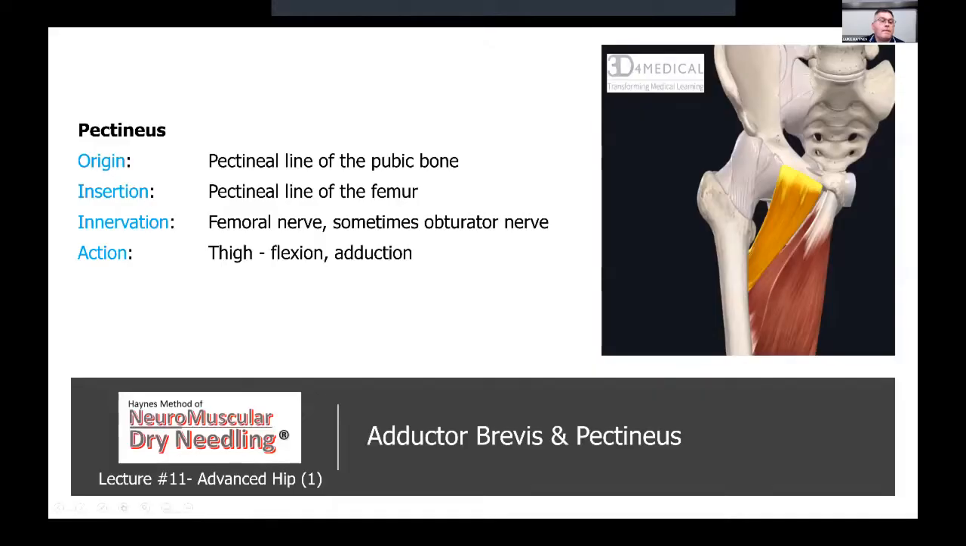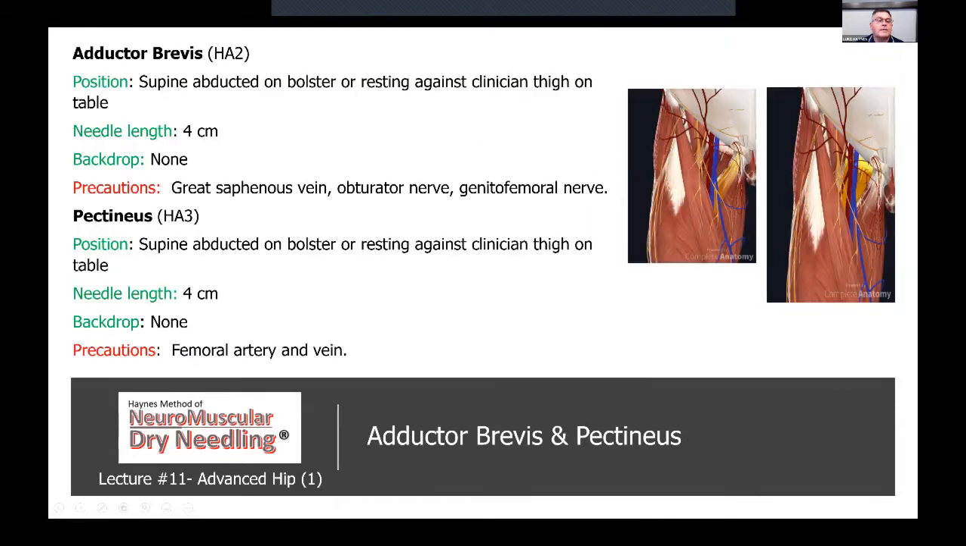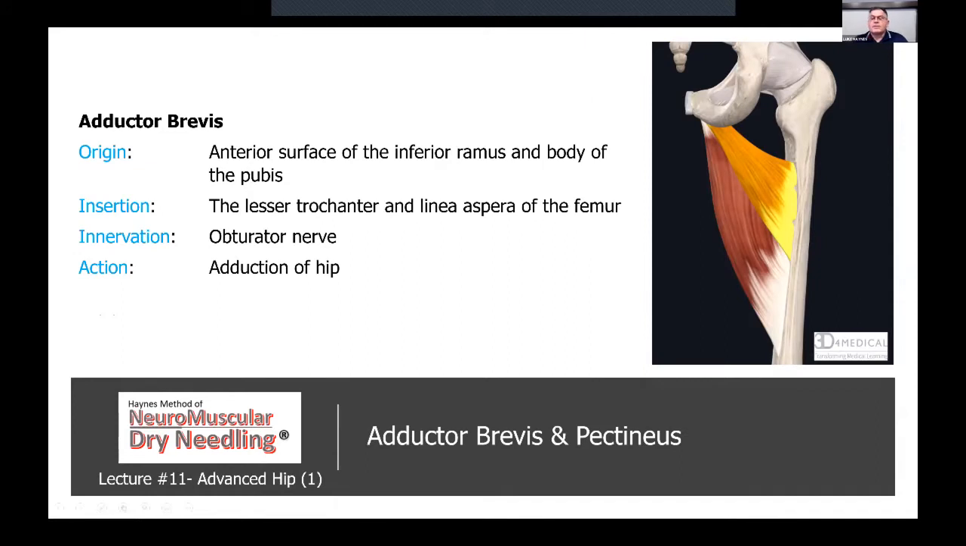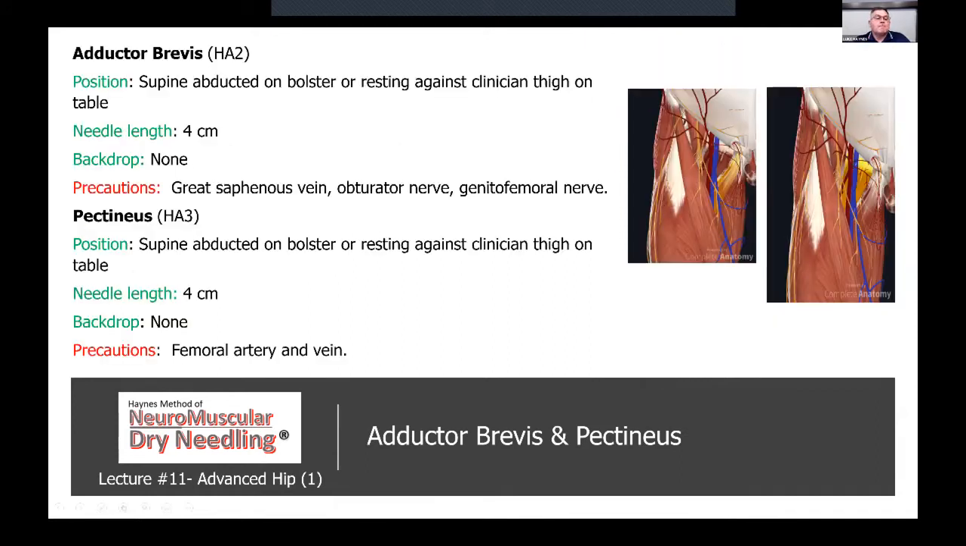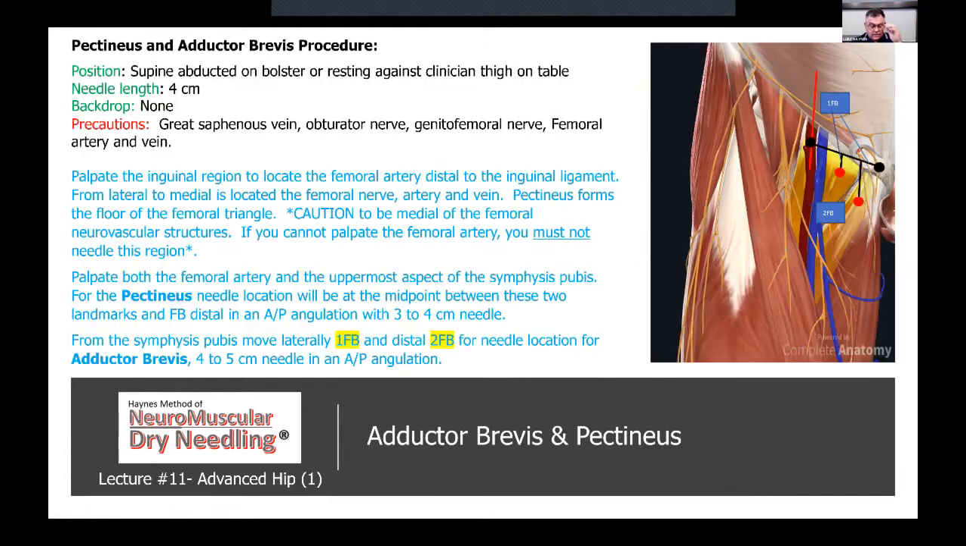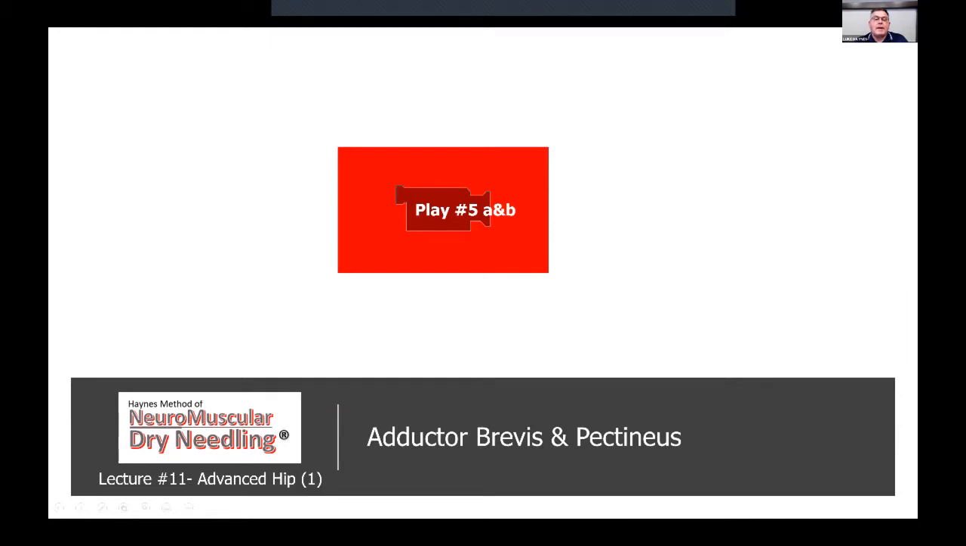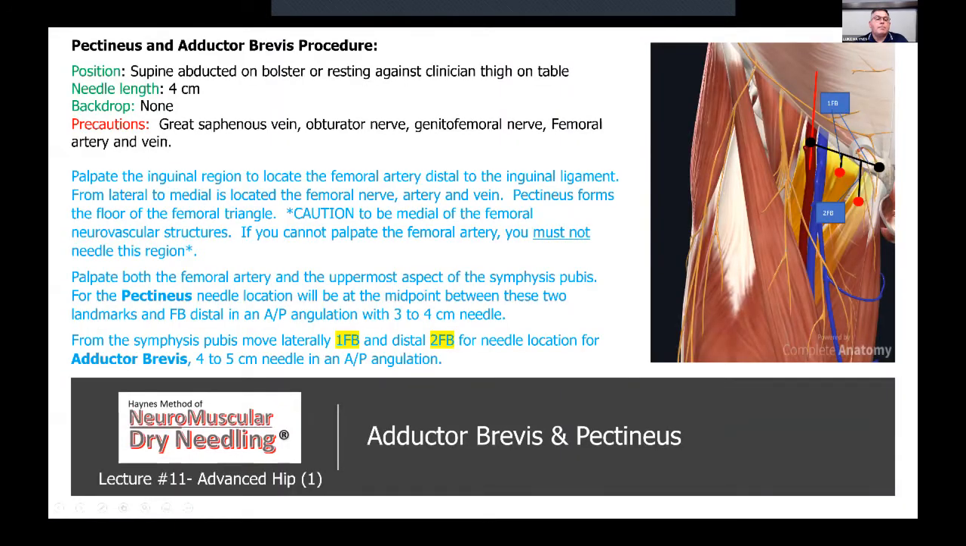All right. So now let's look at Pectineus and Adductor Brevis. We just talked about their location. For these, there'll be 2 distinct separate needlings. The first one here, we're gonna be supine. Lower extremity is going to be abducted on a bolster or resting against the clinician's thigh on the table. Needle length is about 4 centimeters, and there's no backdrop here.